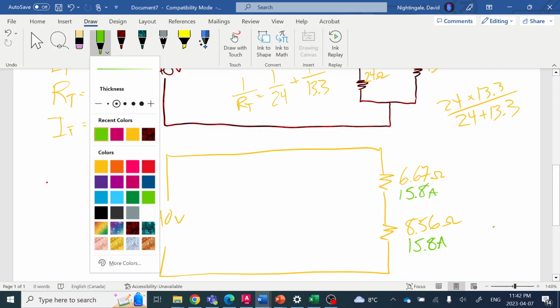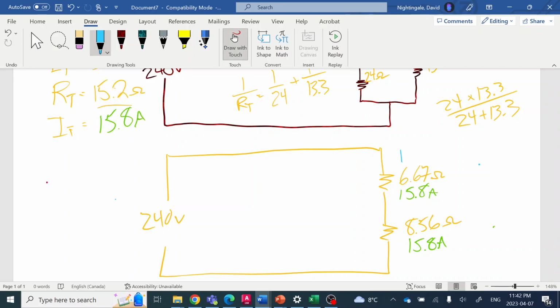Let's change the color. 105 volt drop, and 8.56 times 15.8 is 135 volts. All right, so 135 plus 105 gives me my 240 volts. So now I'm happy, I'm satisfied with that.